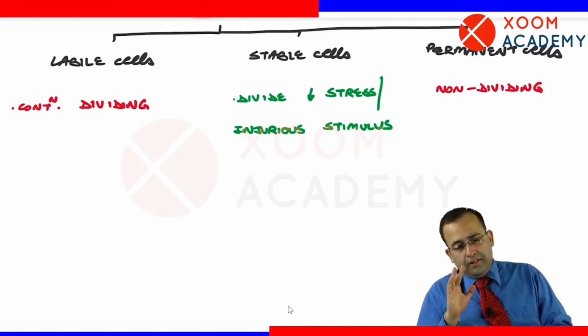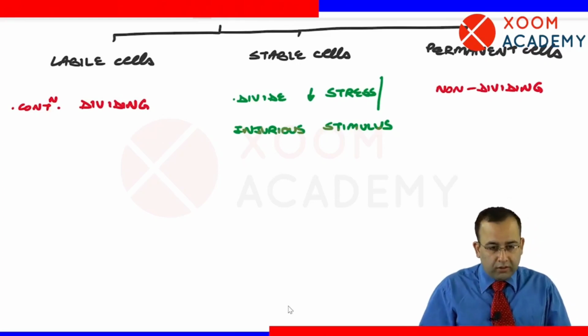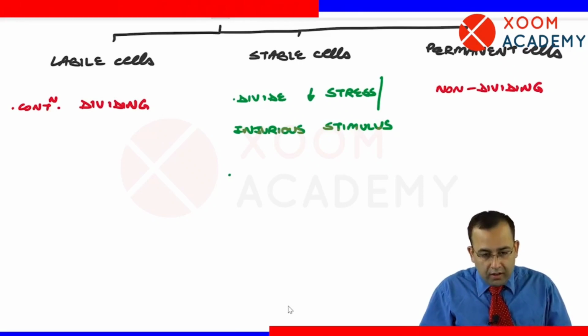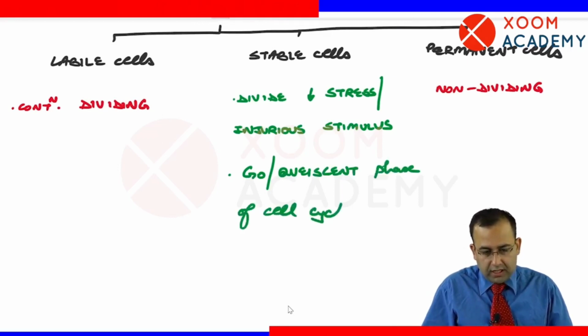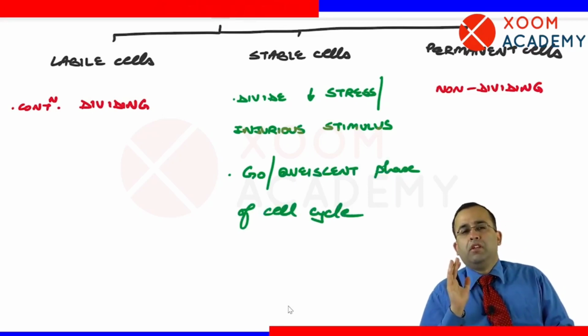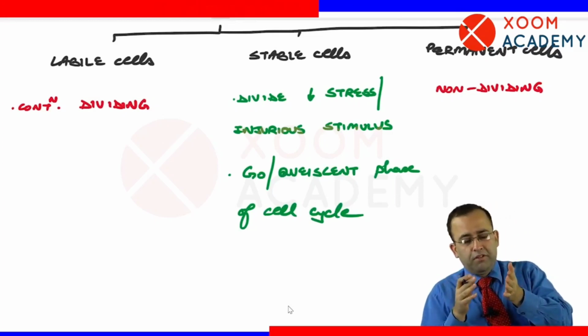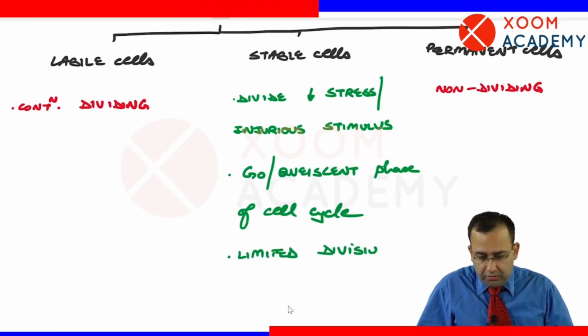First point, let us start with stable cells. Stable cells divide under stress or injurious stimulus. So they are present in which phase of the cell cycle? They are present in G0, or the quiescent phase of the cell cycle. Next point, they have limited division या unlimited division? मतलब limited division है कि divide करते ही रहते हैं. They have a limited division potential.